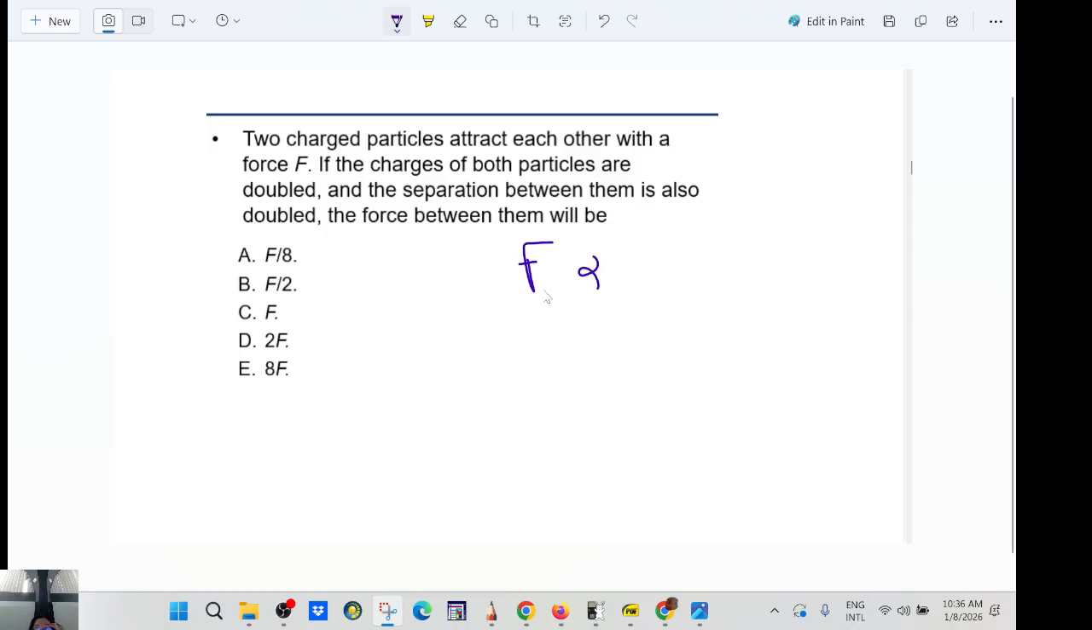Okay, so the force is proportional to Q1, Q2 over the distance between them squared. So this one is multiplied by 2. You cannot solve anything by staring. Staring is not your friend. You have to take your pen and your notebook or your tablet. You cannot do it in your head.